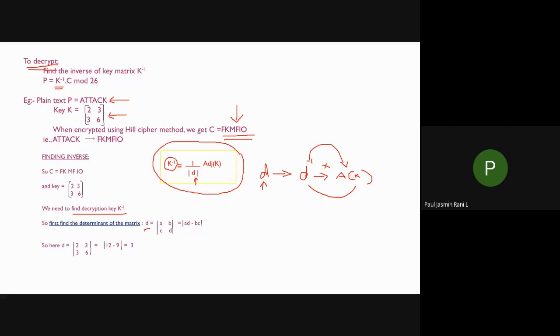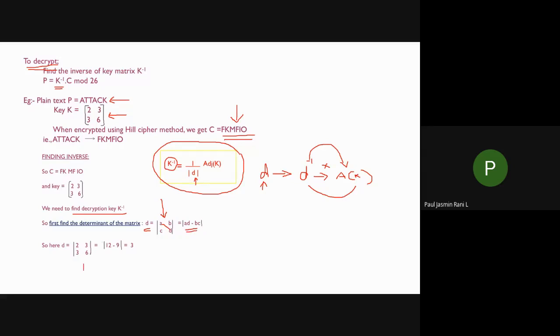So here we have a simple 2 cross 2 matrix. If it is a 2 cross 2 matrix, this is a general rule. If the matrix is A, B, C, D, then you have to find out the determinant like this, that is A into D minus B into C. So this is a rule you have to follow for a determinant.